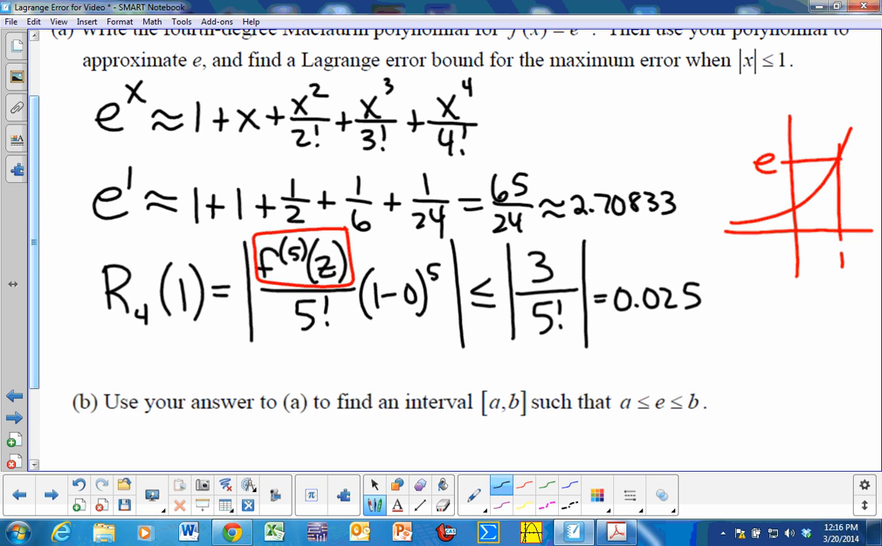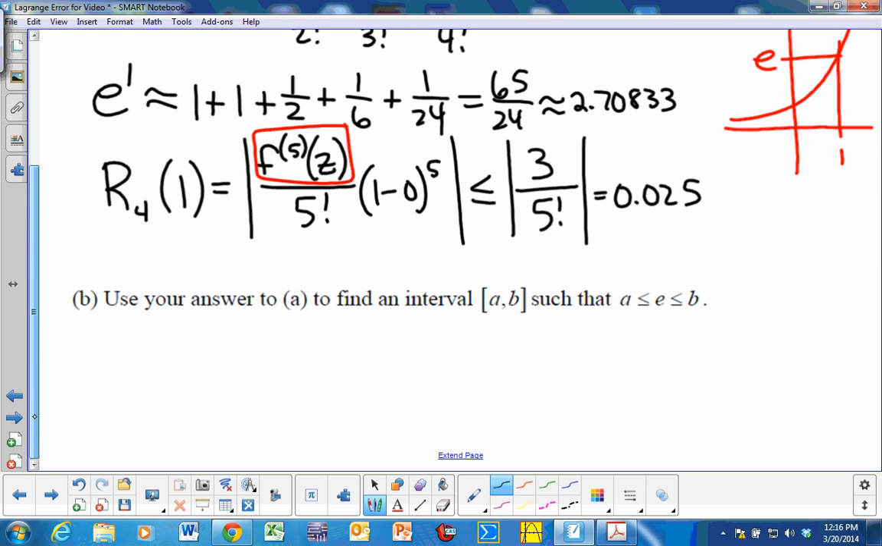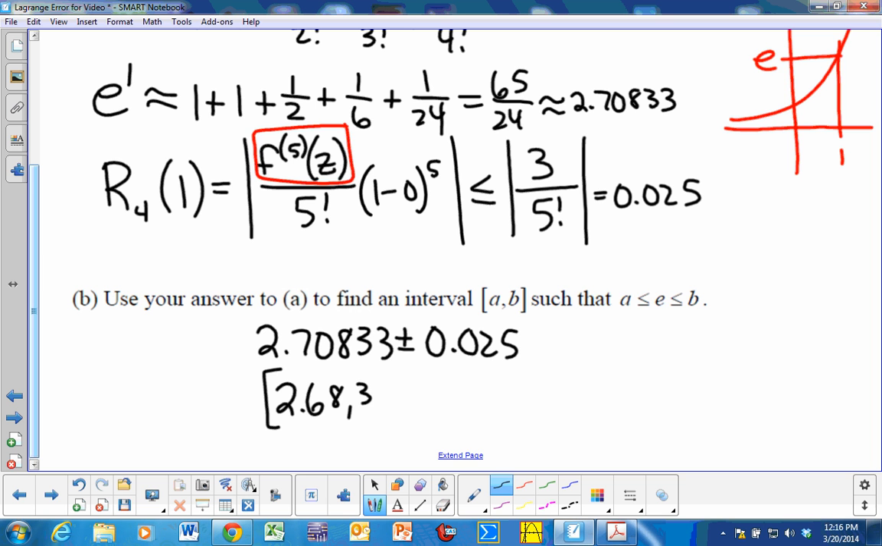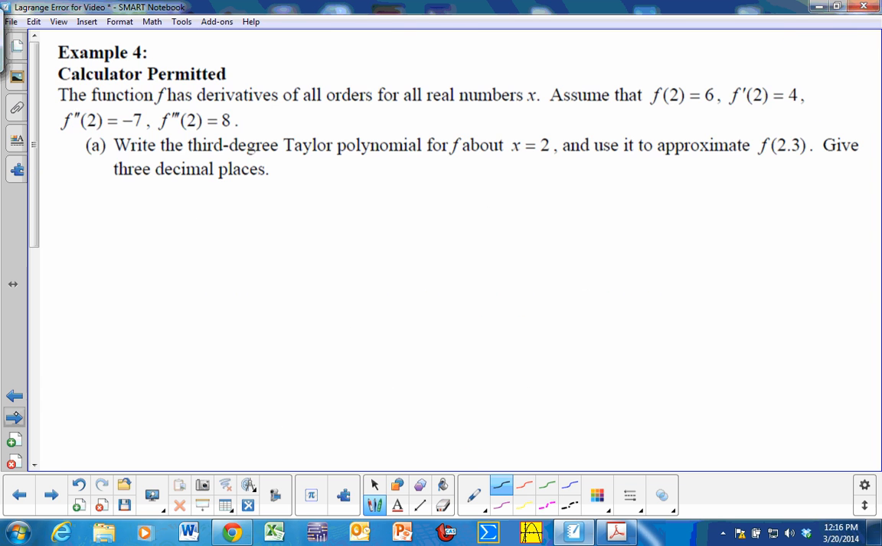And so we want to figure out now in part B, what is the interval such that we know e is somewhere between there. So we know that we have our estimate, 2.70833, and it's plus or minus this error. So that's going to give us an interval anywhere between 2.68333 and 2.73333. And we know that the value of e is about 2.71828, etc., which is right in that interval. And so that's the idea. That's what we're doing. We're just giving a range for where the answer is.